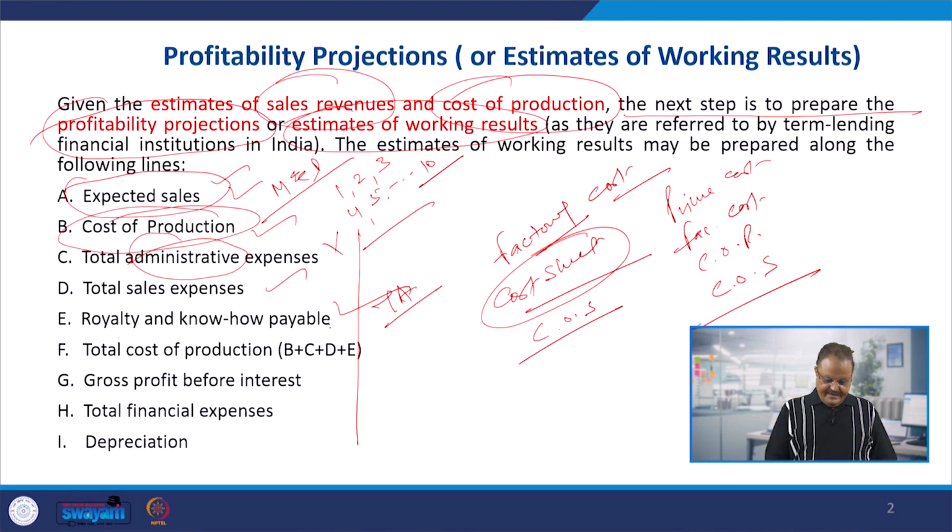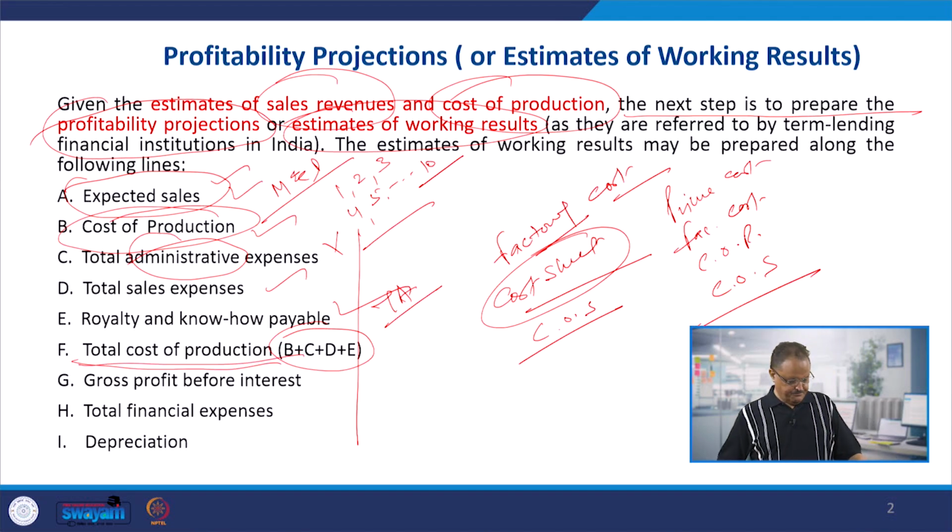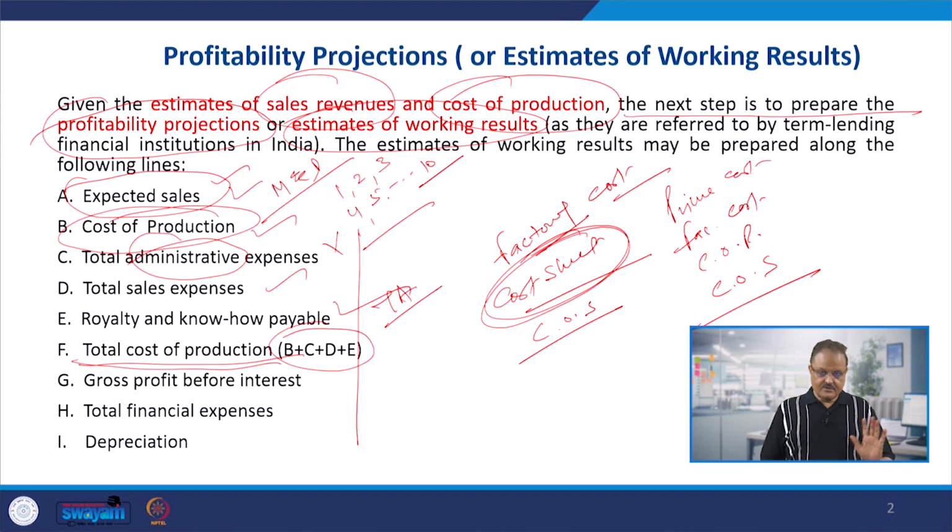So B, C, D, and E will give us the total cost of production. This is going to be the total cost of production, right? If you have already prepared the cost sheet, then this cost will come directly from the cost sheet, and that will work out as the total cost of production.